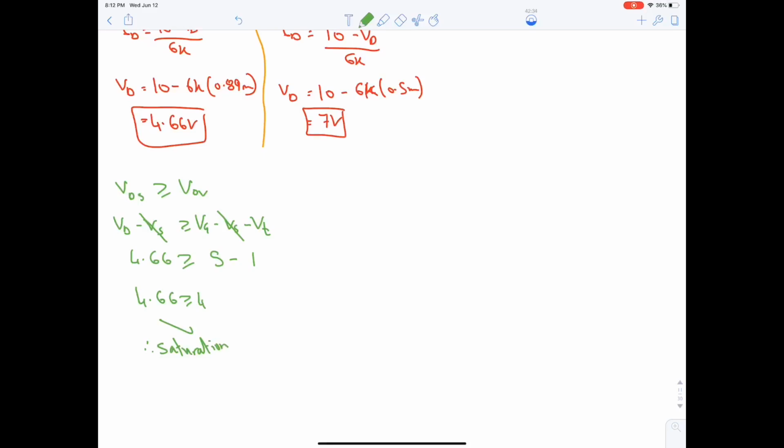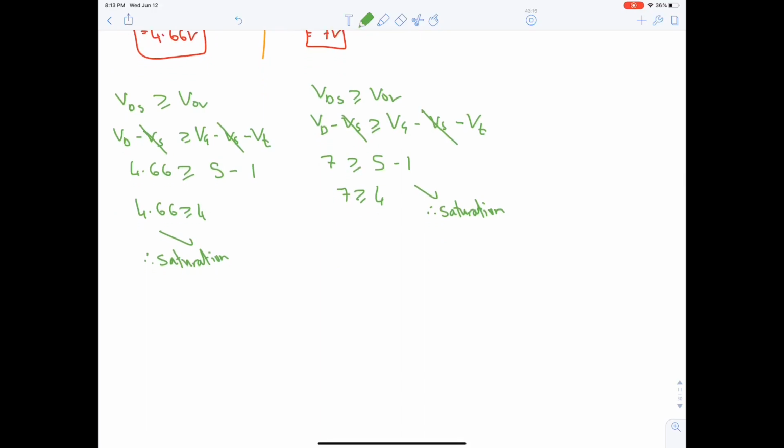Should we check now for the other possibility? Yes, we have to. Because what if it appears to be saturation? We still haven't done anything. We didn't cancel any number. So let's do it again. VDS is greater than or equal to VOV. VD minus VS greater than or equal to VG minus VS minus VT. Okay. So S and S cancel each other out. VD is 7 greater than or equal to 5 minus 1. So is 7 greater than or equal to 4? Yes, therefore saturation. See, in this case, we haven't cancelled any number because both of them appear to be saturation.